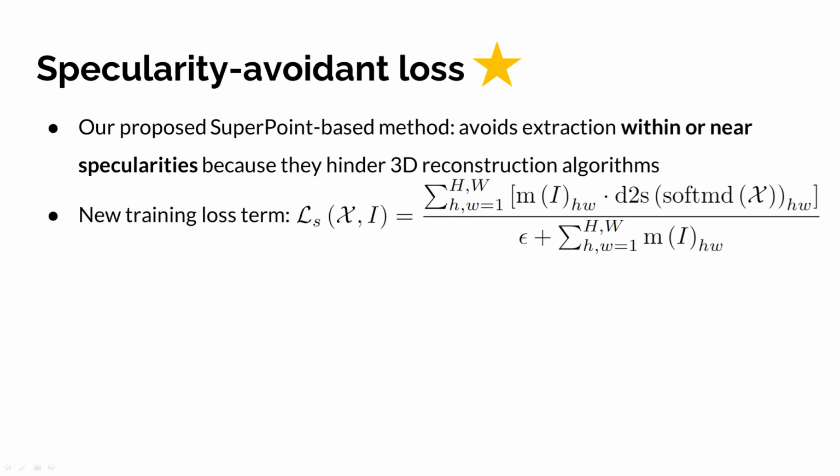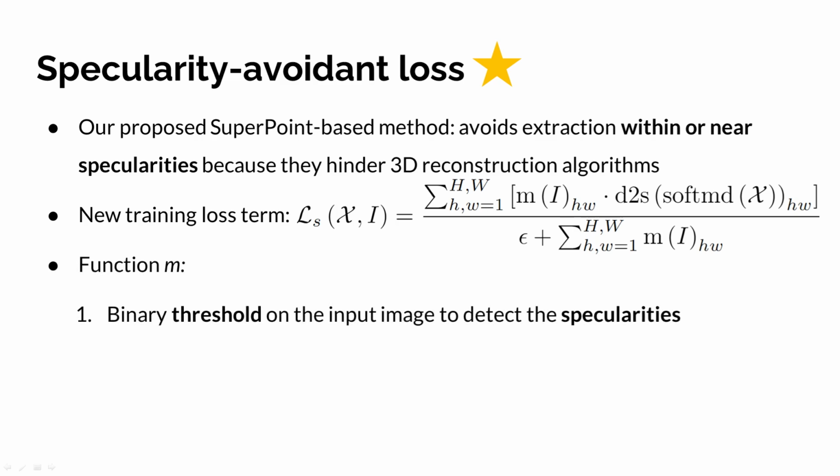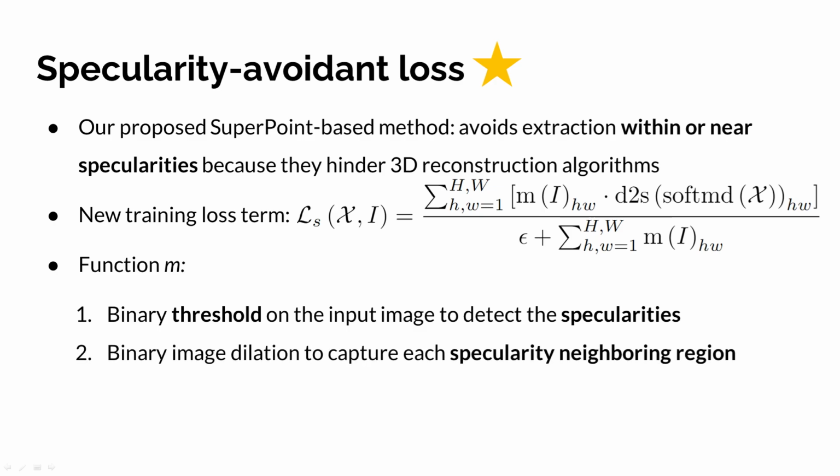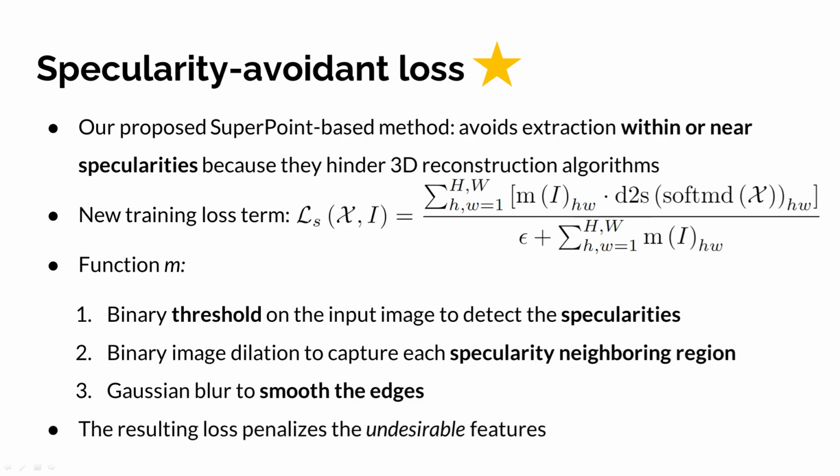The right part is the output of the SuperPoint network, and the left part, the function M, is a mask that penalizes features on specularities. This function M is first a binary threshold of the image to detect the specularities, a dilation of the result to also capture the neighboring region, and a Gaussian blur to smooth the edges of this mask. The result is a loss that penalizes this kind of undesirable features.